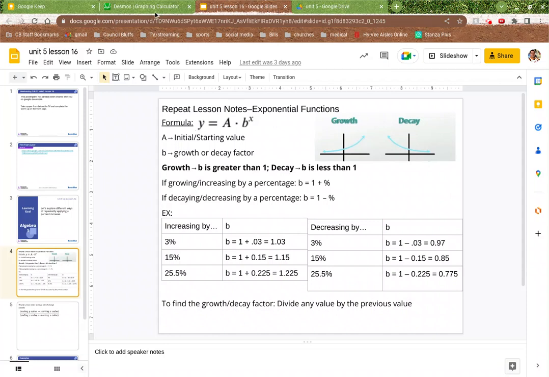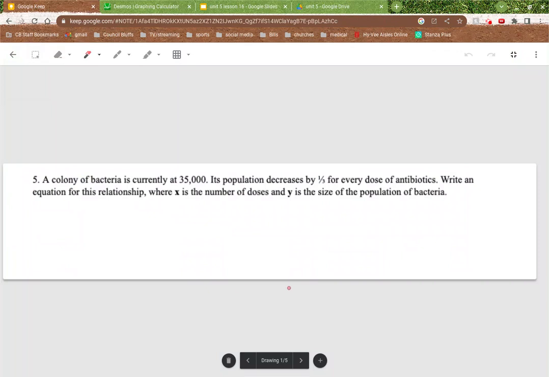So the A value is our starting value, okay? Our starting value is going to be 35,000. So I'm going to plug in 35,000 for A, okay? B, in this case, is going to be the decay factor. So its population decreases by 1/3.